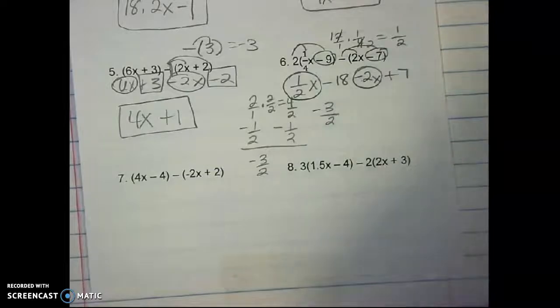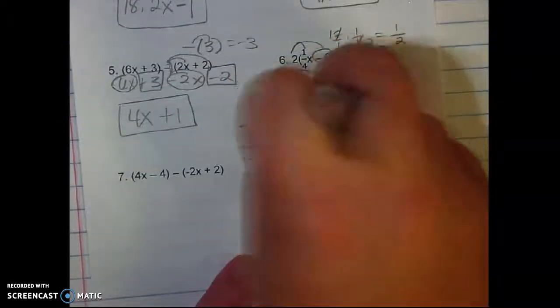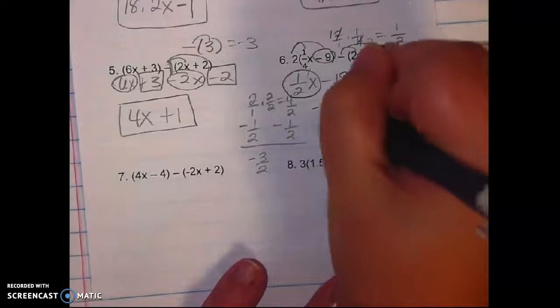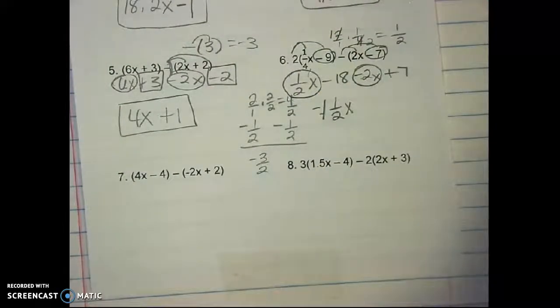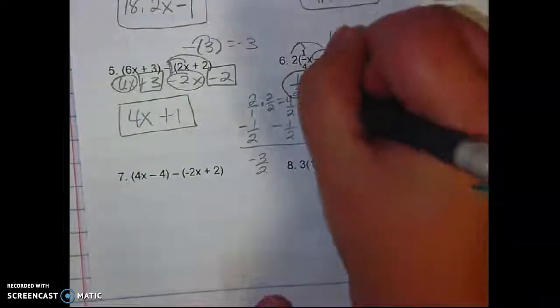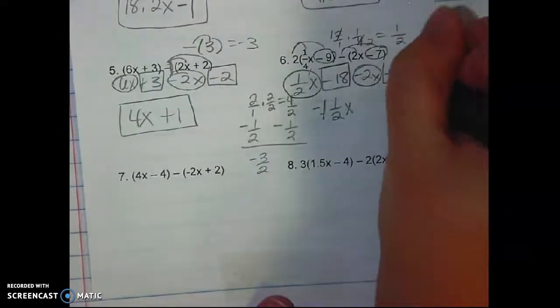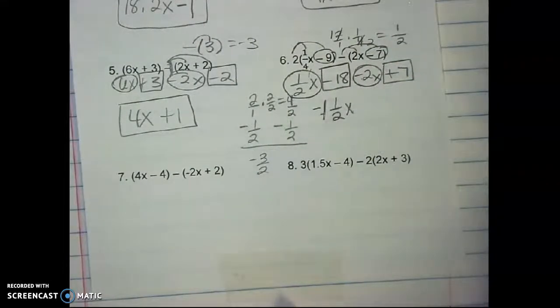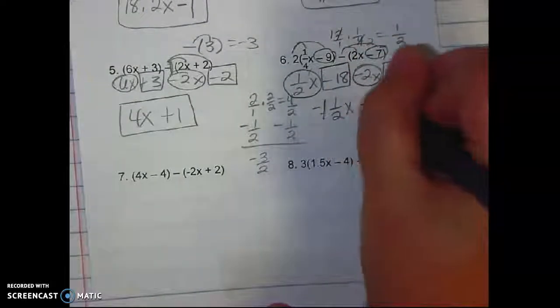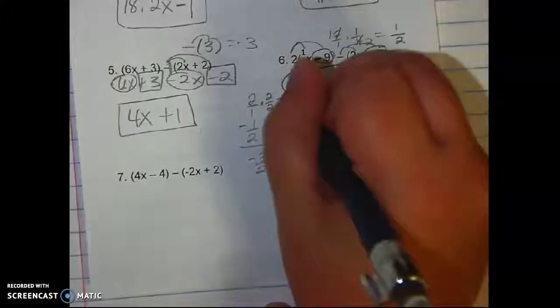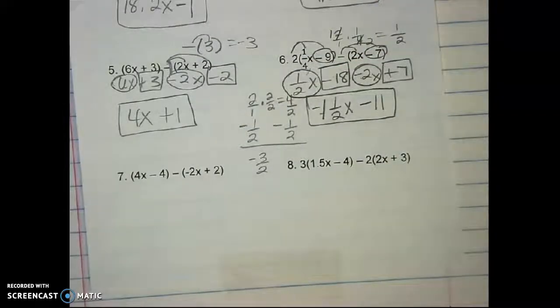I'm going to convert that to a mixed number. 2 will go into 3 one time with a 1 left over. So negative 1.5 x. Now I combine my constants. Negative 18 plus 7. Different signs, I subtract. 18 minus 7 is 11. My bigger number is negative, so my answer is negative 11. And that negative means that I'm subtracting 11. So I have negative 1.5 x minus 11.